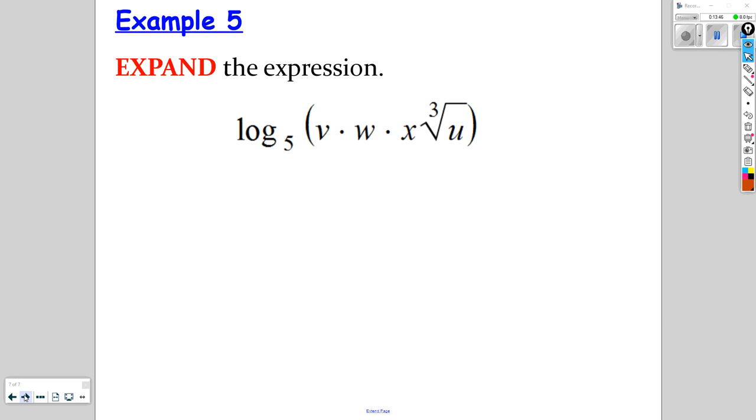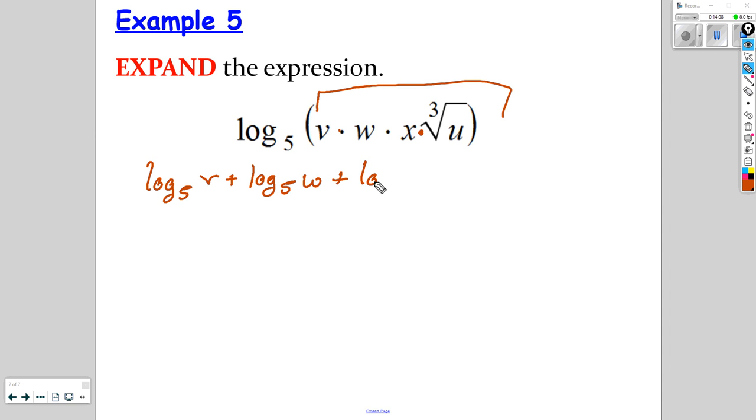All right, what we see in the argument of this logarithm is a lot of multiplying. Right there, there's some implied multiplying here between x and the cubed root of u. So we could separate that using the product rule. So that makes this log base 5 of v plus log base 5 of w plus log base 5 of x plus log base 5 of, I'm going to write this as u to the 1/3 power.